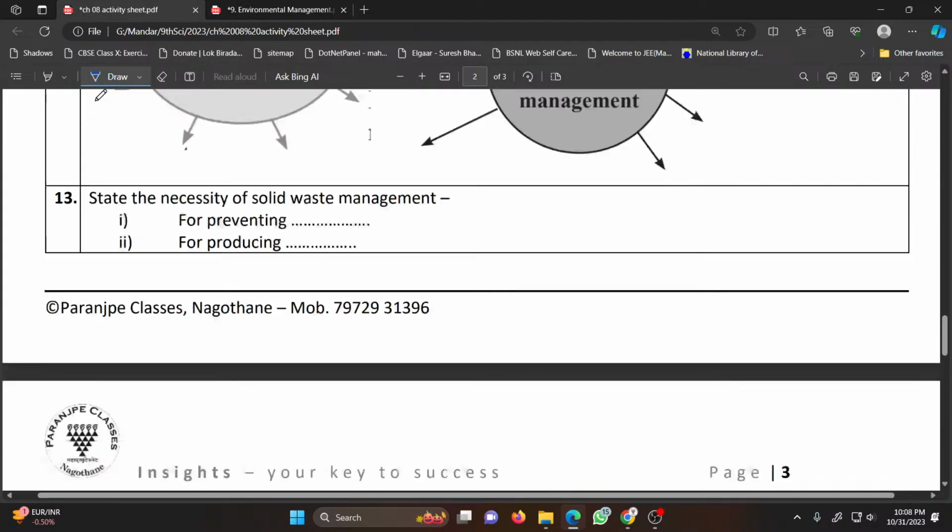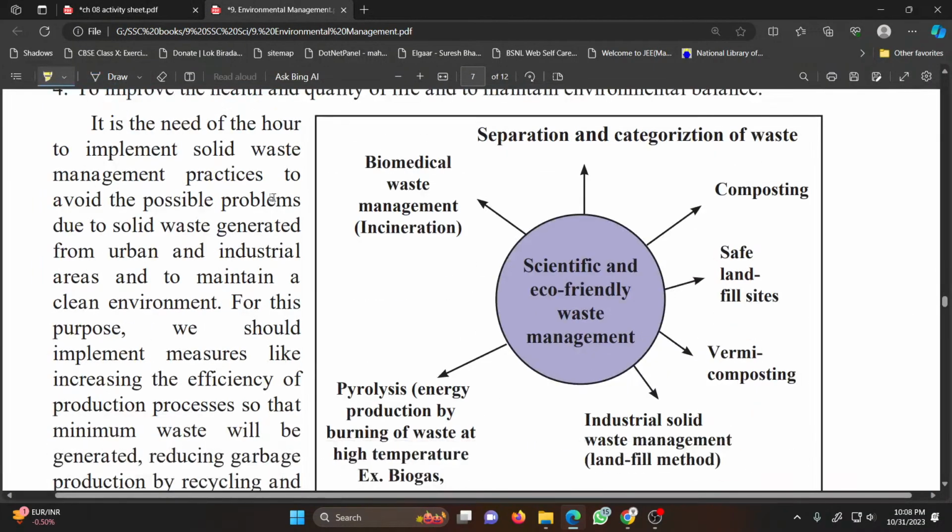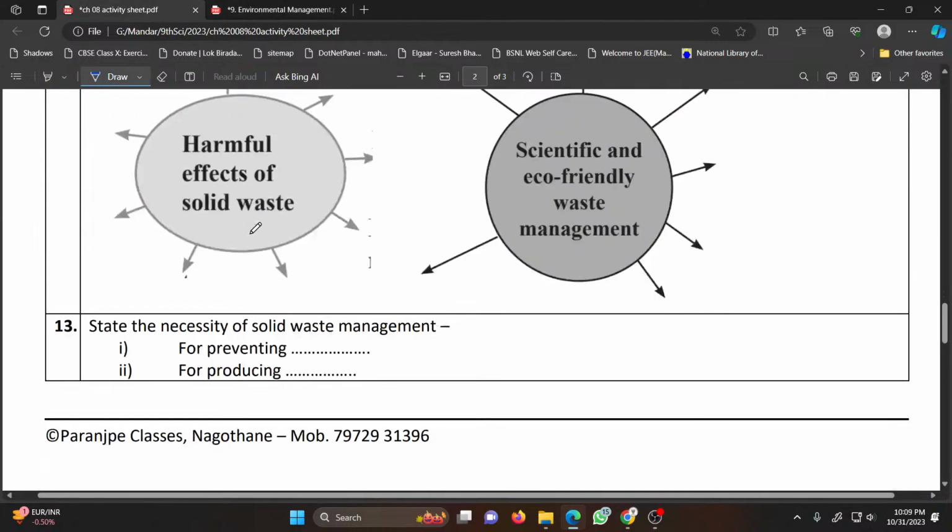Scientific and eco-friendly waste management. It includes separation and categorization of the waste, composting of organic waste, safe landfill sites, vermicomposting, industrial waste management, landfill method, pyrolysis, energy production by burning waste at high temperature, then the incineration of biomedical waste. This is the scientific eco-friendly management of solid waste.